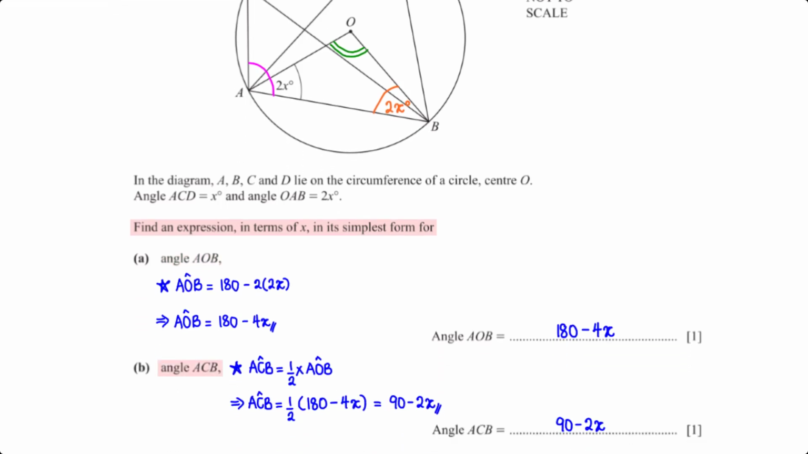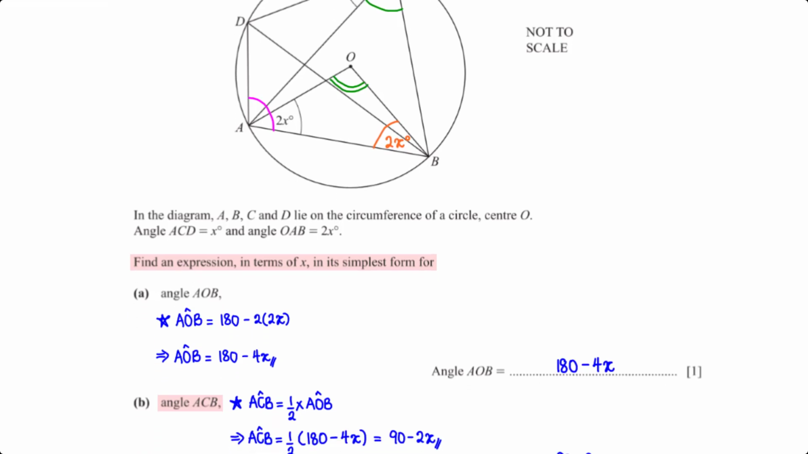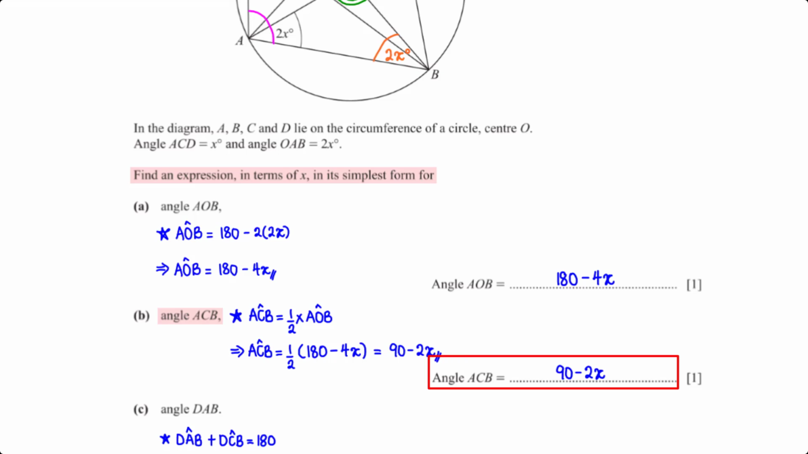Find angle ACB. Chord AB subtends angle AOB at the center of the circle and subtends angle ACB at the circumference of the circle. This means angle ACB is half of angle AOB. We found angle AOB in the previous question as 180 minus 4x. When we expand the brackets, half times 180 is 90, and half times minus 4x is minus 2x. And so our final answer here is 90 minus 2x.